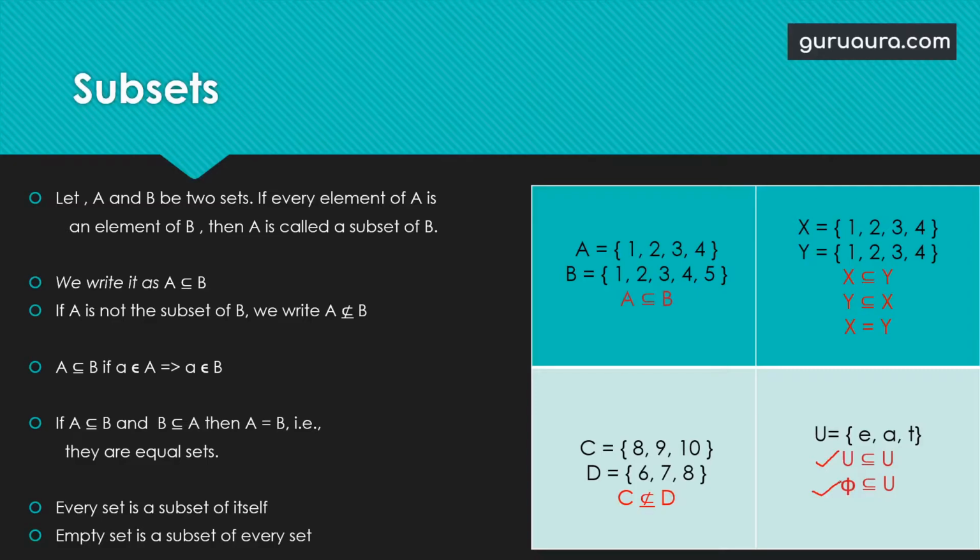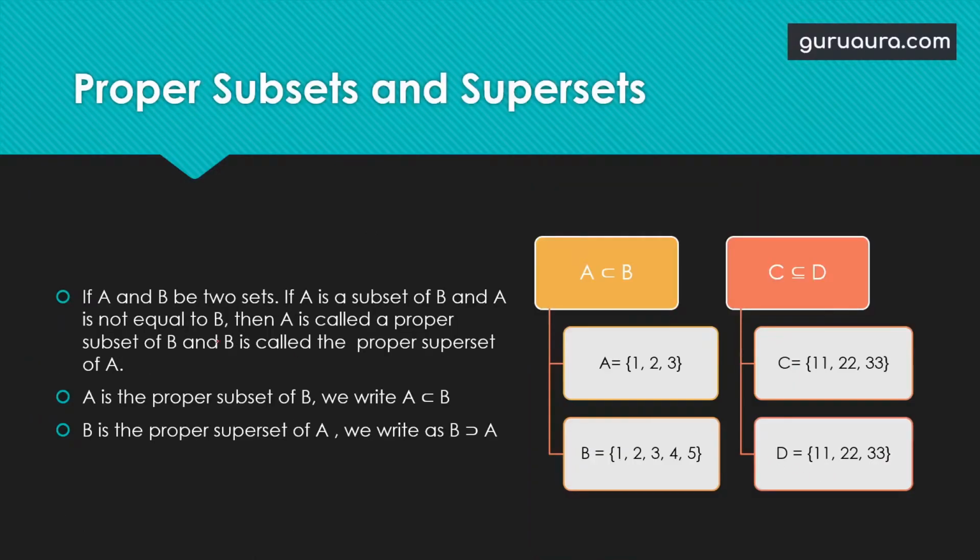Now let's see what are proper subsets and supersets. Let's consider two sets A and B. Set A contains the elements 1, 2 and 3 and set B contains the elements 1, 2, 3, 4 and 5. Now, set A is a part of set B and set B has some extra elements which are not in A. So, in this case, A is called the proper subset of B, denoted using this symbol. And B is called the superset of A, denoted using this symbol.